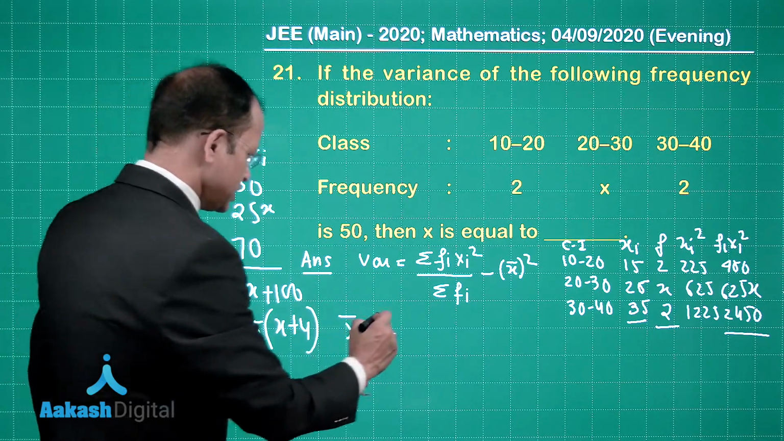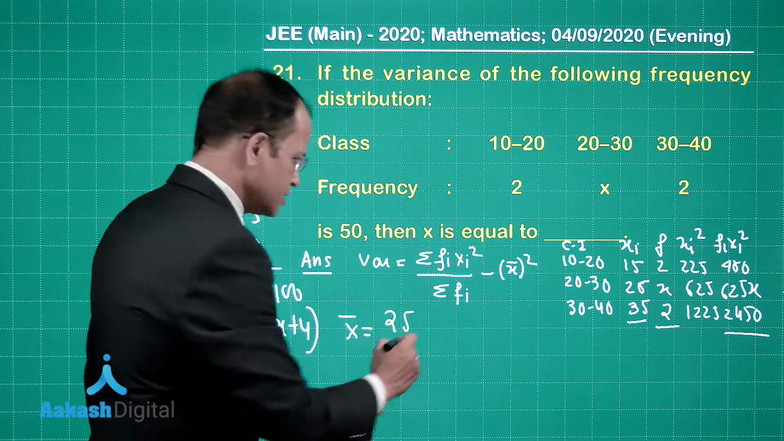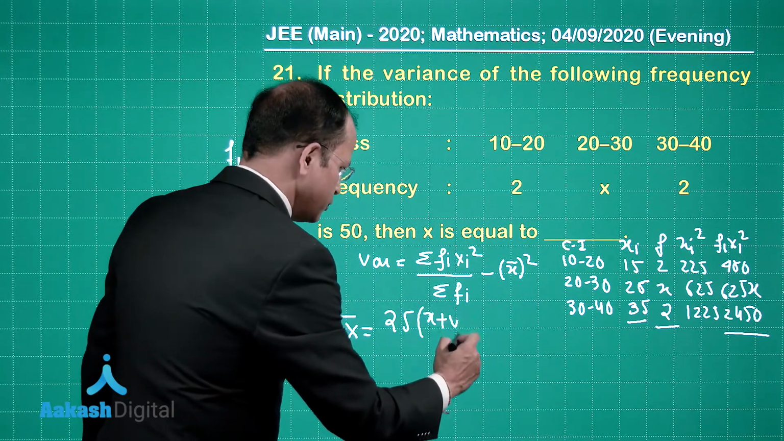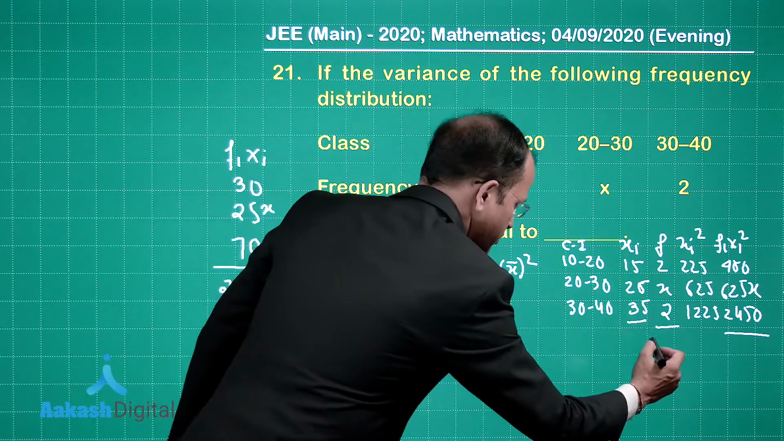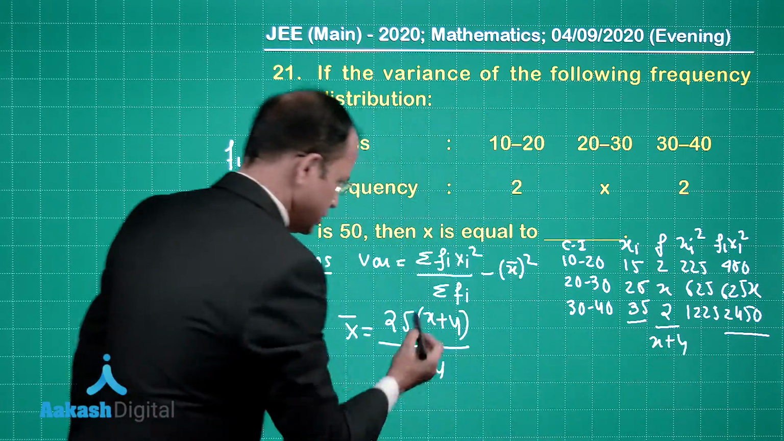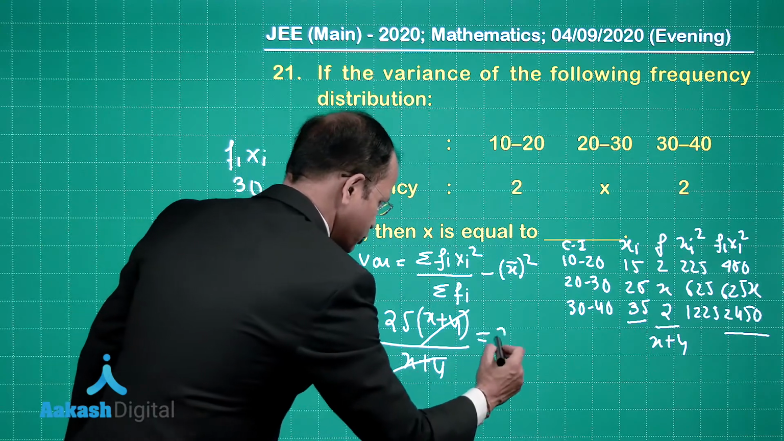So that means x bar is 25, and this is x plus 4, right, which is divided by x plus 4. This is sigma fi, so this is coming out to be x plus 4, right? So x plus 4 is cancelled, and we are coming out with 225.